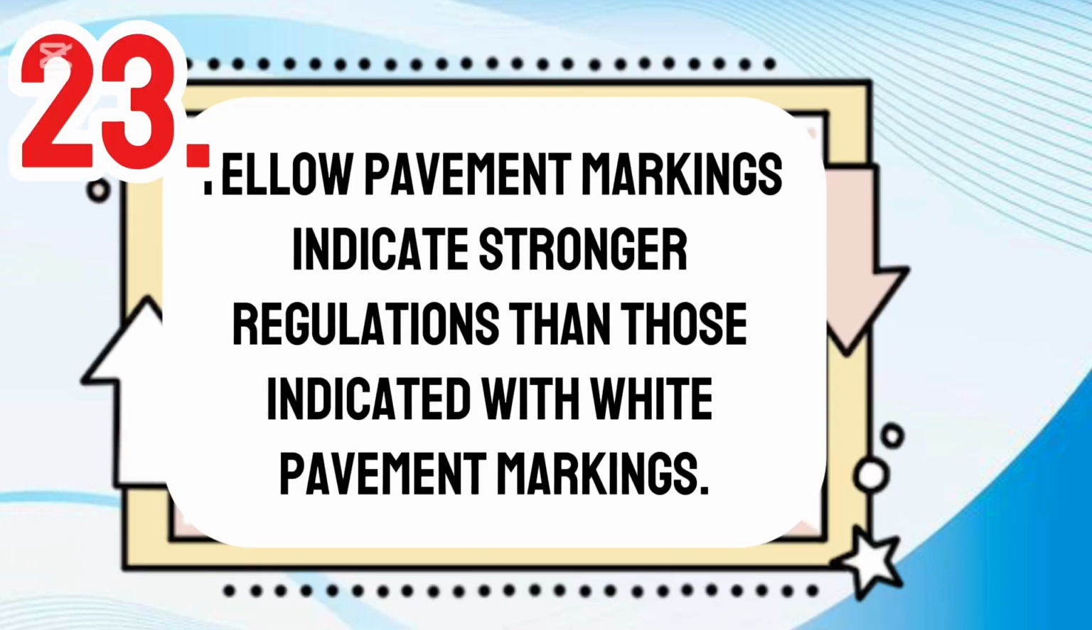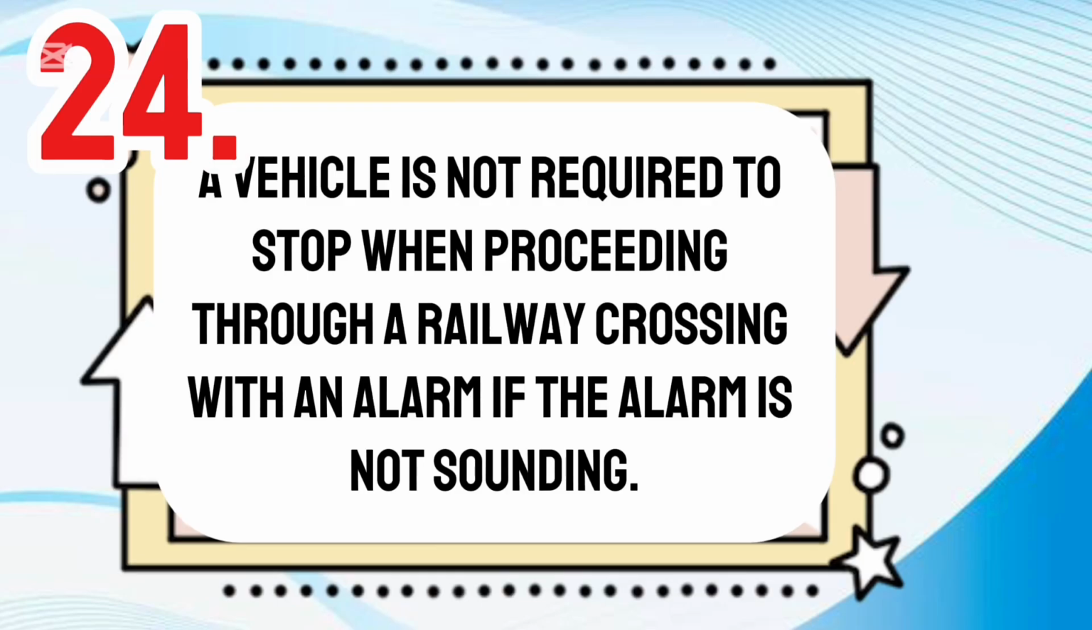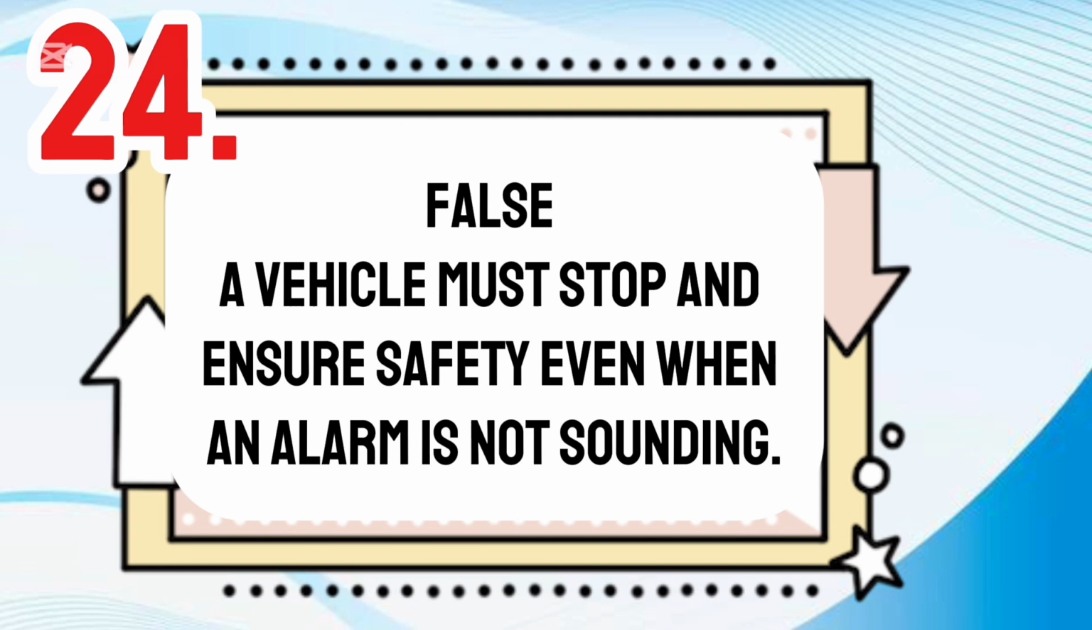Yellow pavement markings indicate stronger regulations than those indicated with white pavement markings. True, yellow color designates stronger regulations and is used in order to attract drivers' attention. A vehicle is not required to stop when proceeding through a railway crossing with an alarm if the alarm is not sounding. False, a vehicle must stop and ensure safety even when an alarm is not sounding.